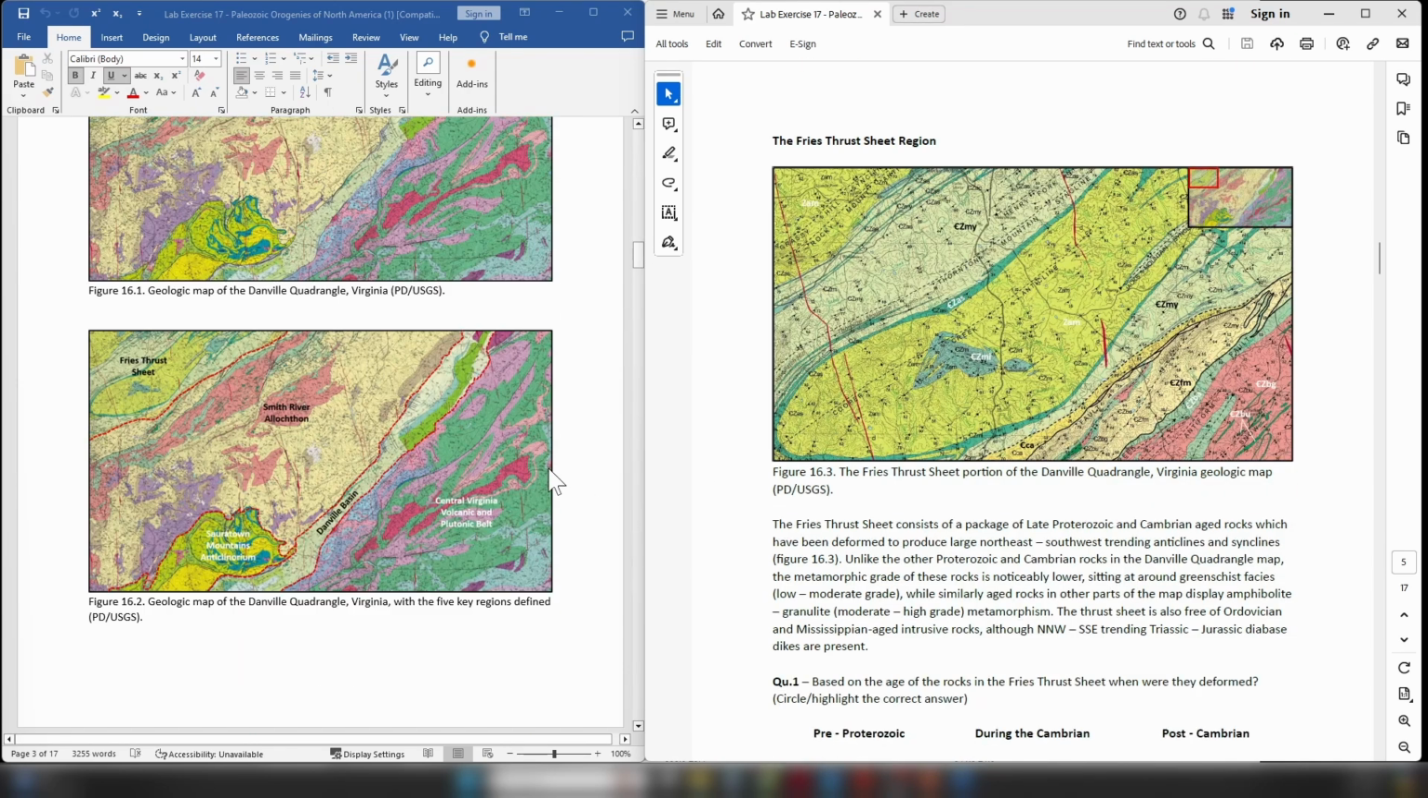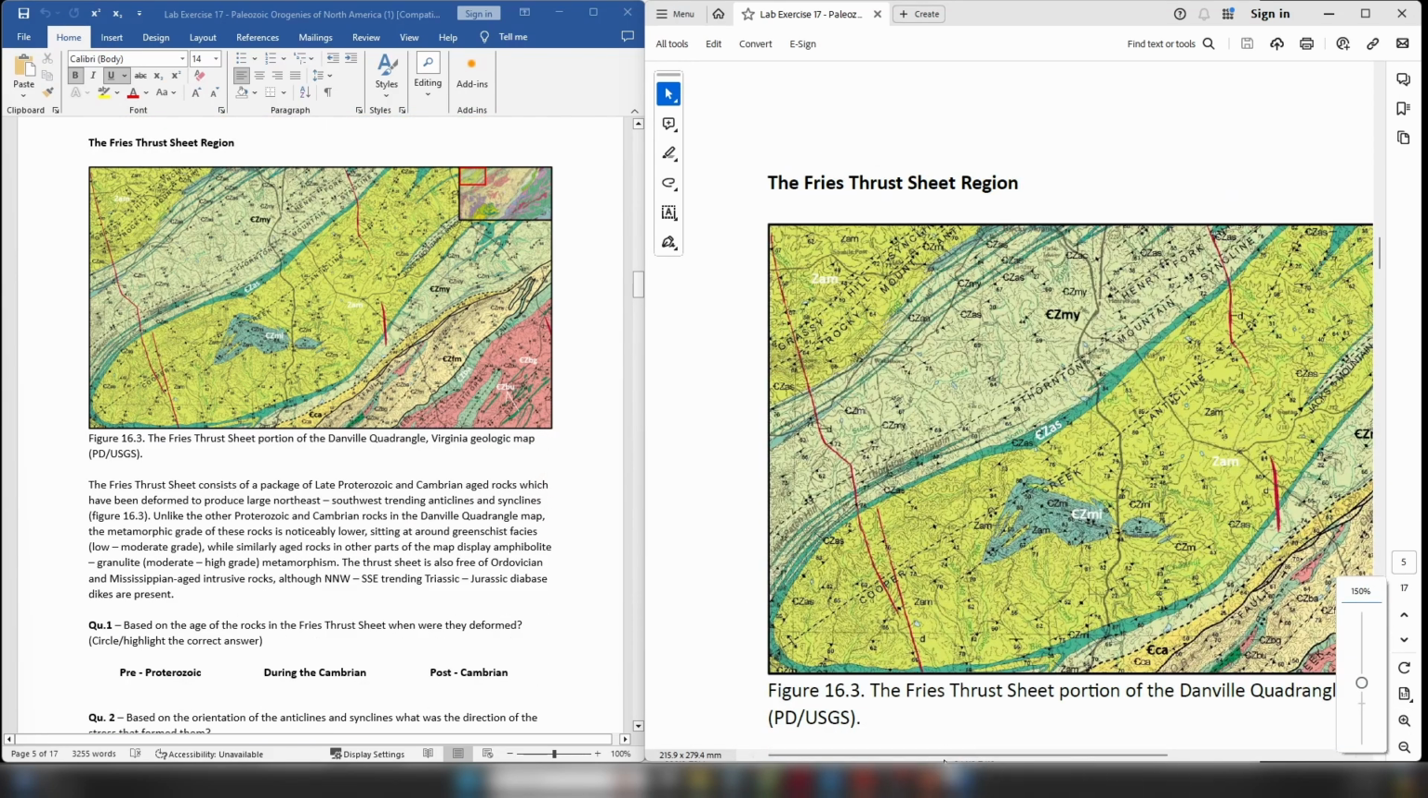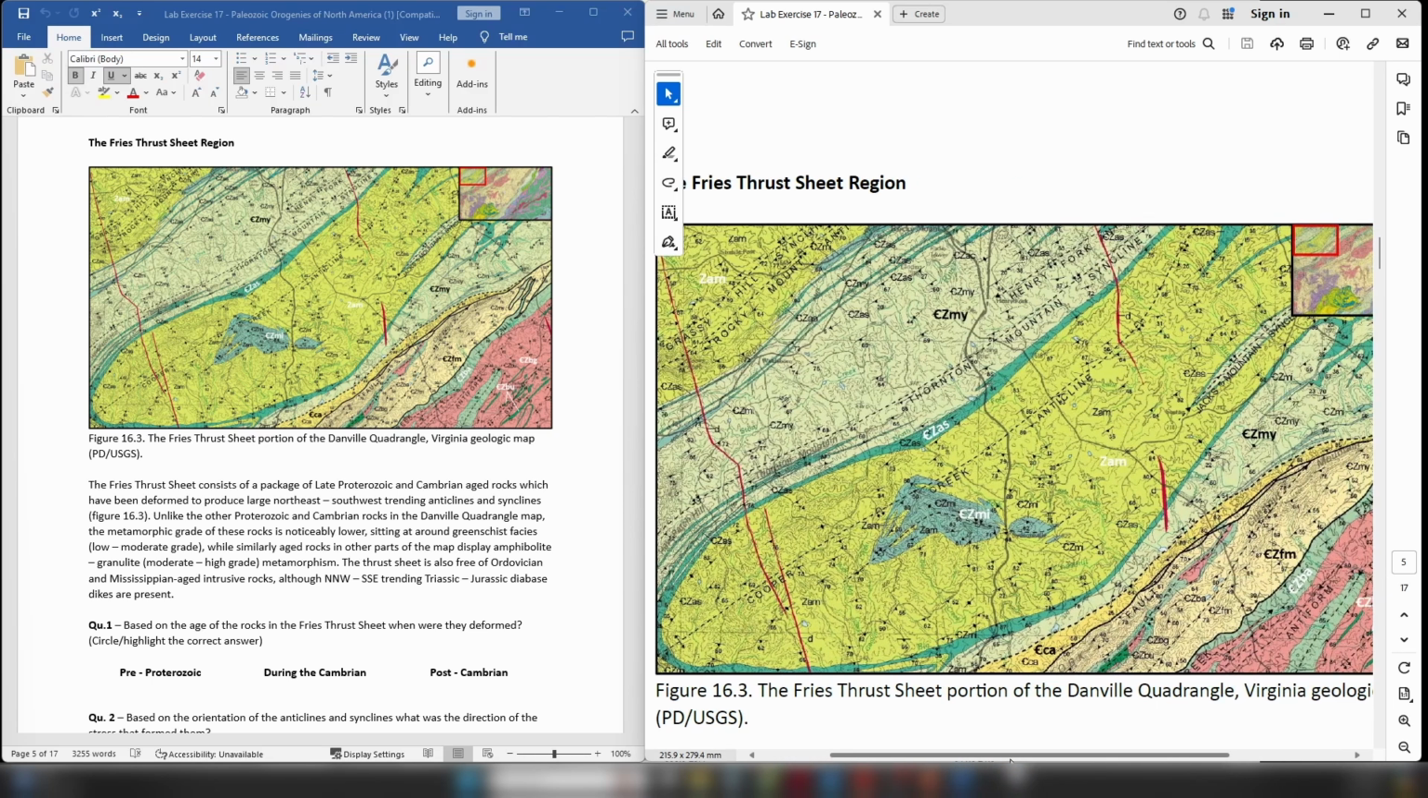Okay, so we're going to begin by looking at the Fries thrust sheet. I'm just going to zoom in over here on the right. Okay, so the Fries thrust sheet consists of a package of late Proterozoic and Cambrian age rocks, just like the rest of the map. And these have been deformed to produce large northeast-southwest trending anticlines and synclines.